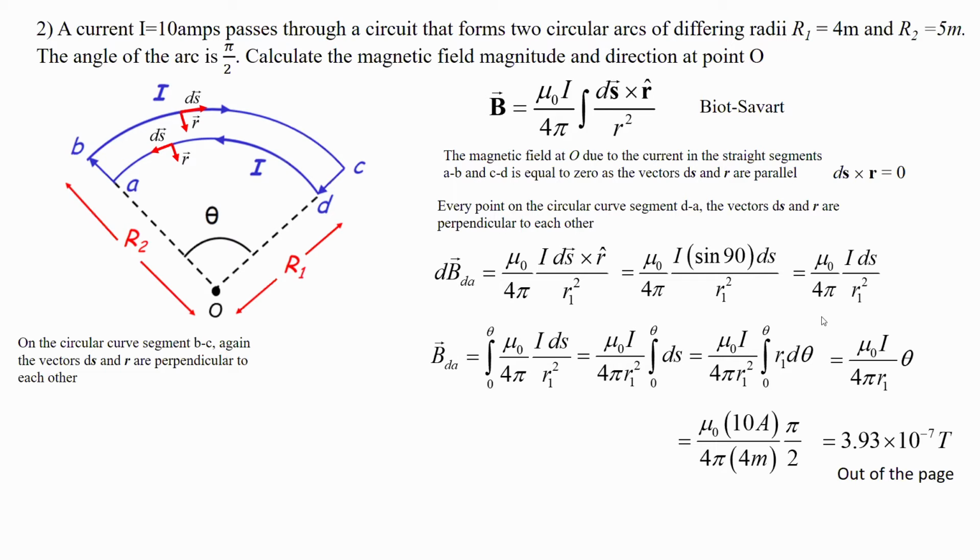From B to C, again, the vectors ds and r are perpendicular to each other, so we don't have to deal with the cross product. It's constant. So we have this relationship, but now we're integrating from theta to 0. We start here at 0, as you can see from our integration for D to A, so we have to integrate in the opposite direction. If we want the same limits in the same order, then we have to put a minus sign on the outside. And I've replaced ds with r2 times d theta.